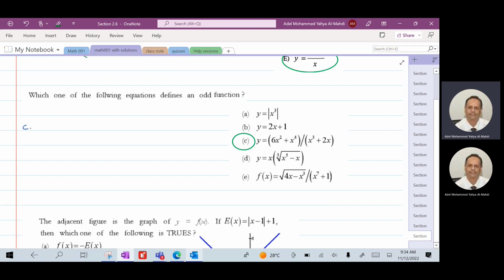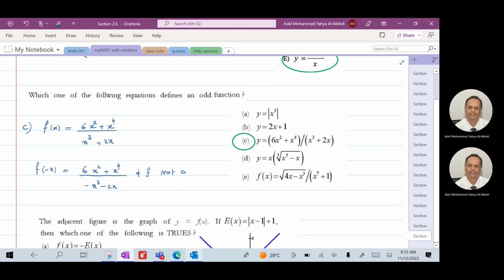So for example, C, let us call it f of x is equal to 6x squared plus x to the power 4 over x to the power 3 plus 2x. Then f at minus x, if you change every x by minus, in the numerator they will not change because they are raised to an even power, but down we will have minus x to the power 3 minus 2x. This one is not the same as f, so it is not even. So let us take minus common factor.